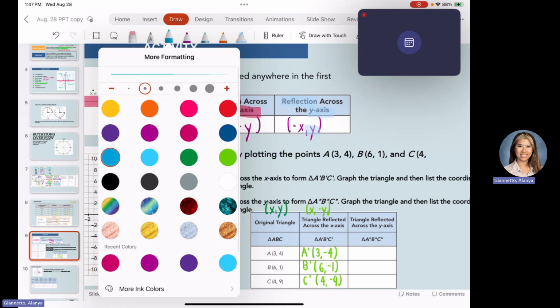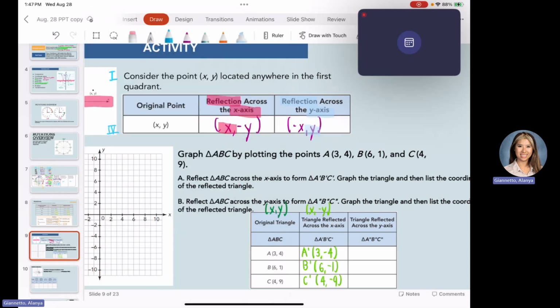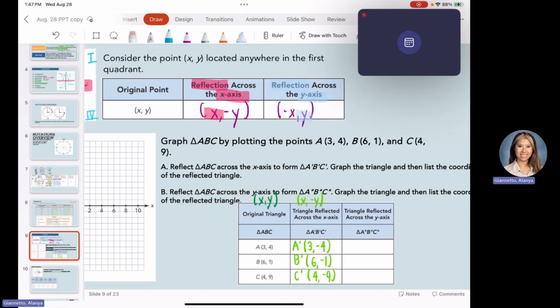So we're going to use the rule that we came up with for reflection across the y-axis, the algebraic representation. So that rule is negative x comma y. Okay, so A double prime, which is A with two of what we know as the apostrophes, is going to be at negative 3 comma 4. B double prime is going to be at negative 6 comma 1. And C double prime is going to be at negative 4 comma positive 9.